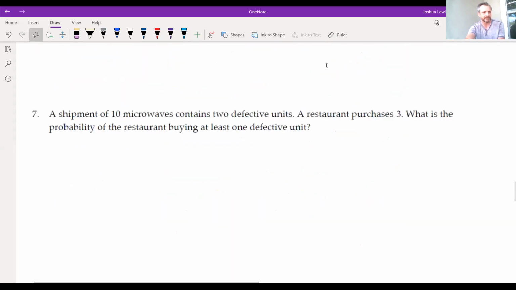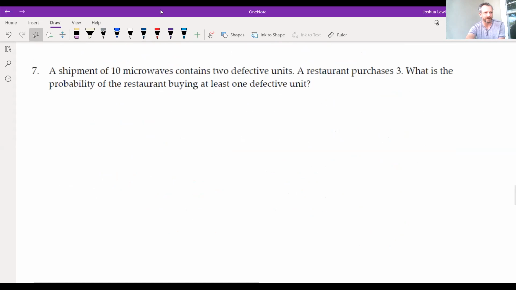All right, number 7, one of my favorite problems here. So you have a shipment of microwaves, and there are 10. So I want you to picture 10 microwaves getting loaded onto a truck. The truck goes out for delivery. A restaurant gets 3 of those 10 microwaves, but here's the catch. 2 of the microwaves on the truck are defective. And we want the probability of at least 1.